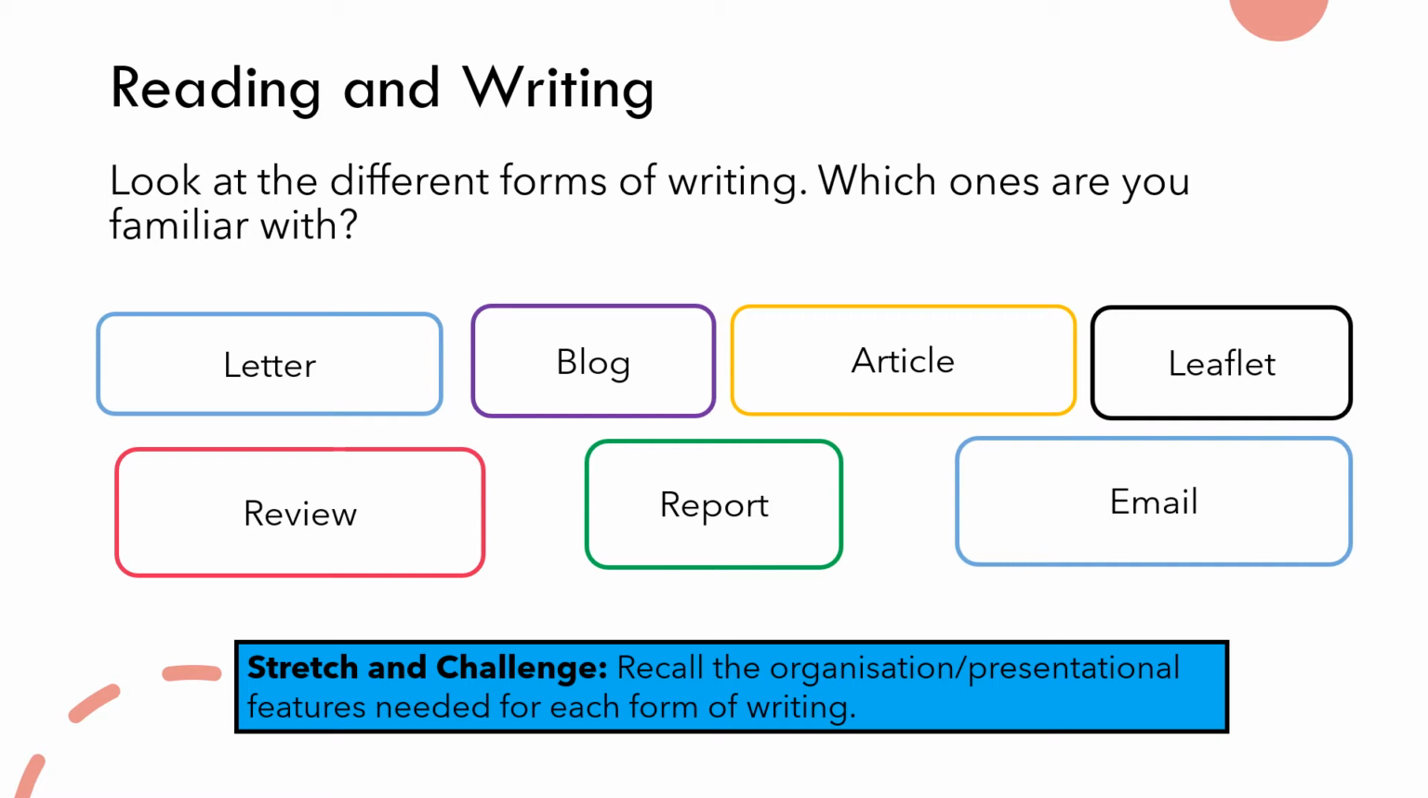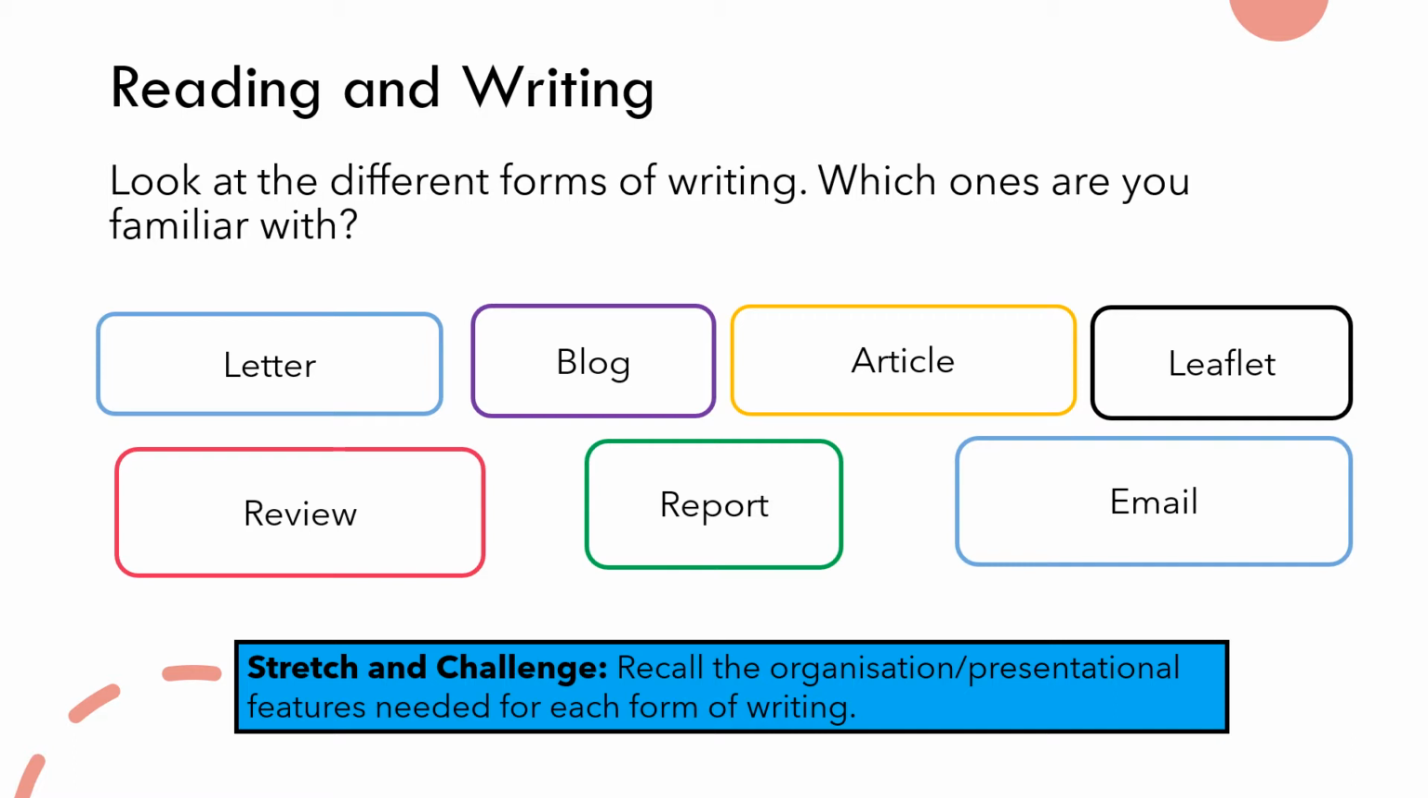So you have a letter, a blog, an article, a leaflet, a review, a report and an email. These are all the key forms of writing that you might have to look at when you're actually doing your writing element. So it's really important that you understand how these are laid out and how these are presented and why the different forms are important to know.